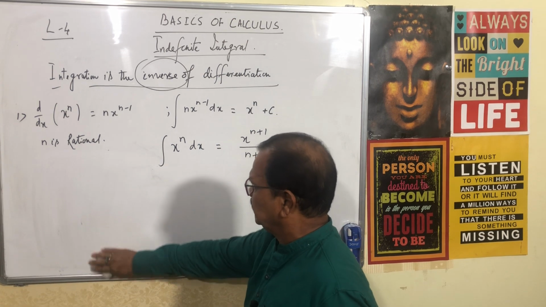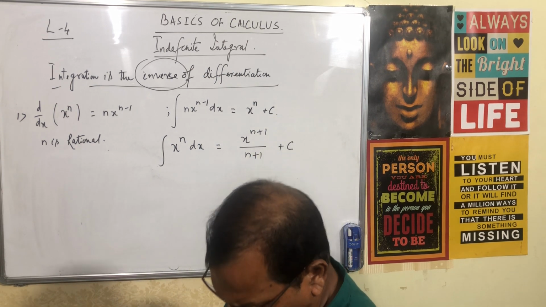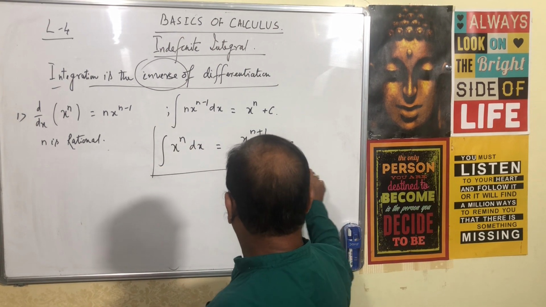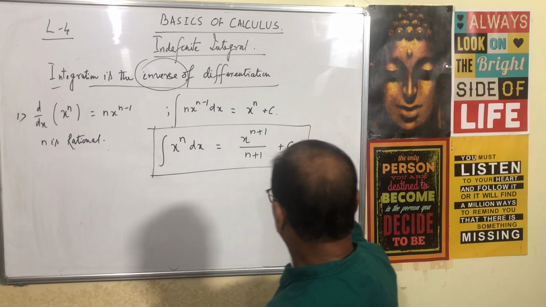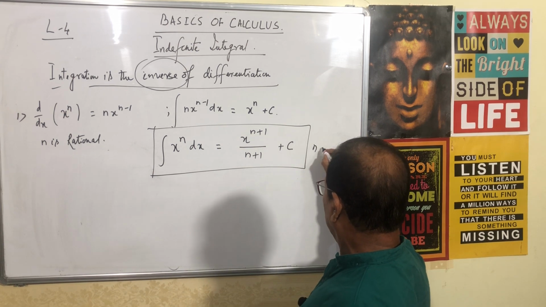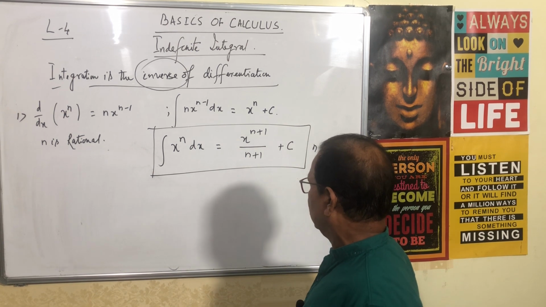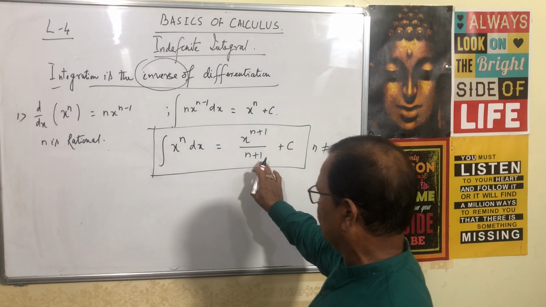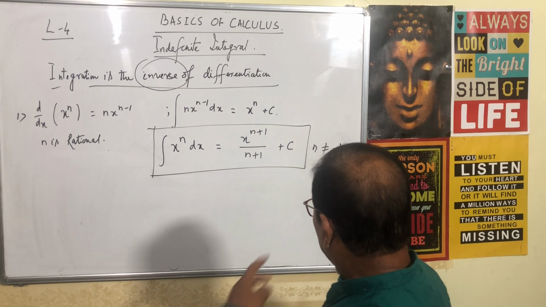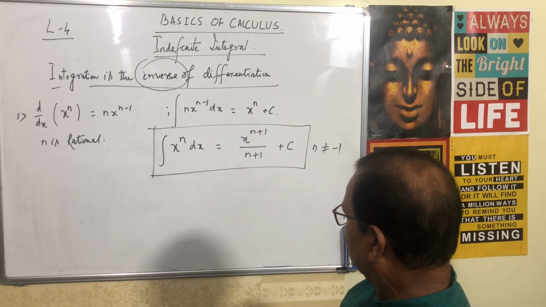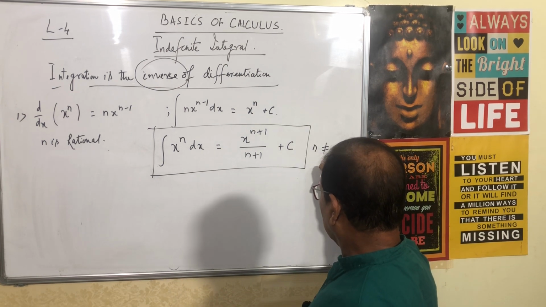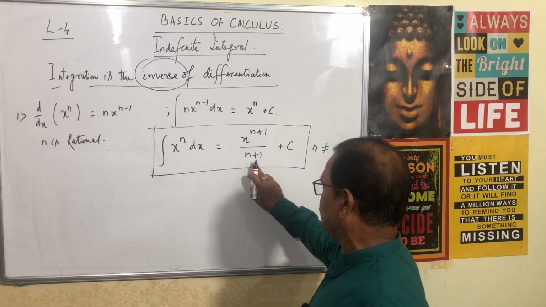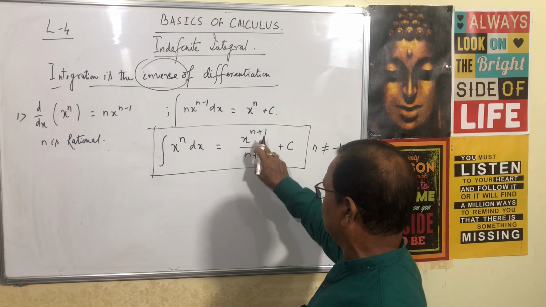Based on this formula, the integral of x to the power n dx is x to the power n plus 1 divided by n plus 1, where n is not equal to minus 1, because if n is minus 1 the denominator becomes 0, and finally this is not possible. So n is not equal to minus 1 for the right hand side, because n plus 1 must not equal 0; if you write 0 it becomes infinity.